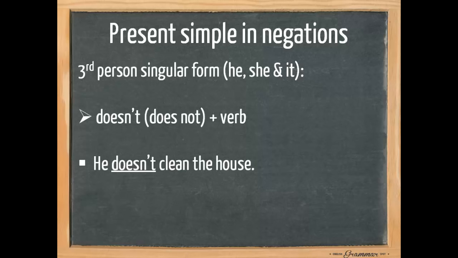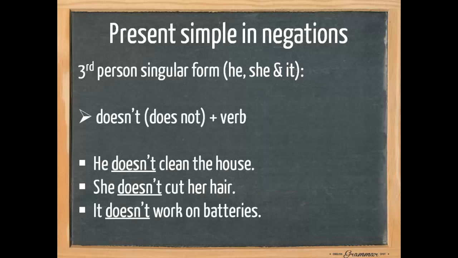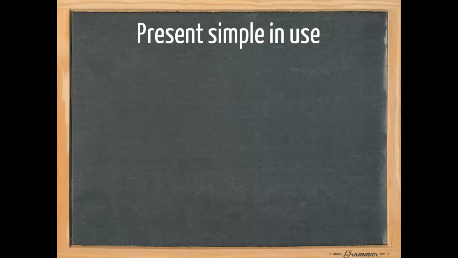He doesn't clean the house. She doesn't cut her hair. It doesn't work on batteries. Now let's take a look at when we use the present simple.